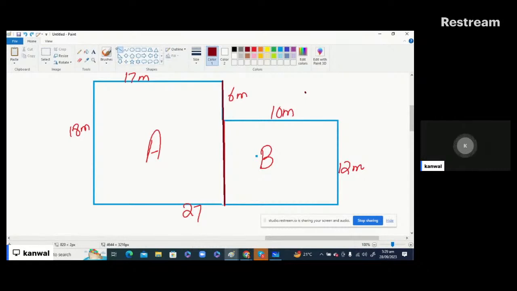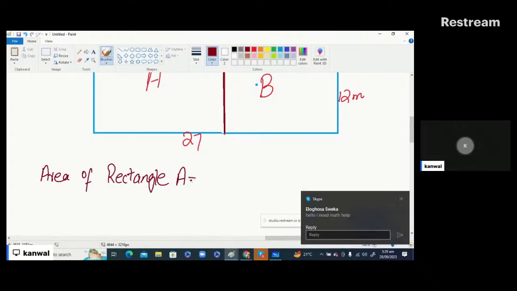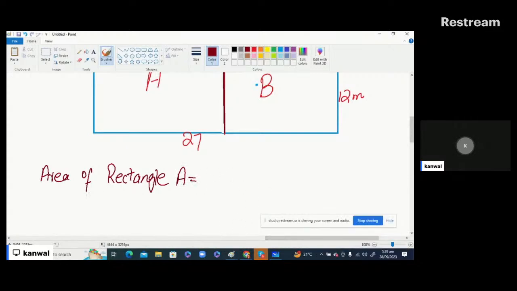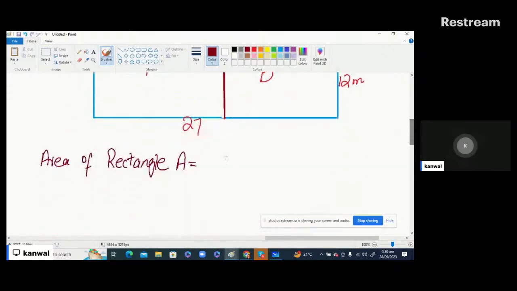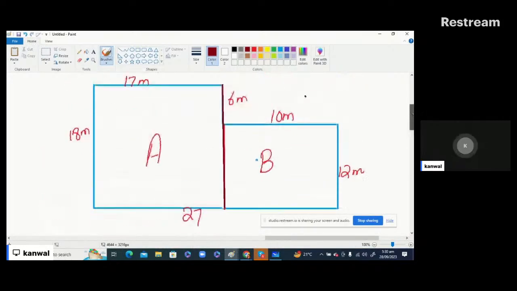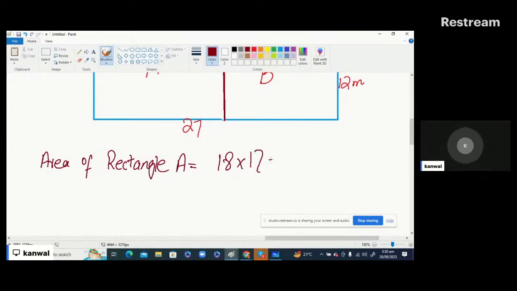Okay, so how to find? They are saying that find out the areas. First of all, we find the area of, basically, part A, area of rectangle A. Area of rectangle A. How to find the area? Just multiply 17 with 18. Base into length into width. Okay, length is given. How much length is given? That is 18. How much width? That is 17. So 18 times 17.